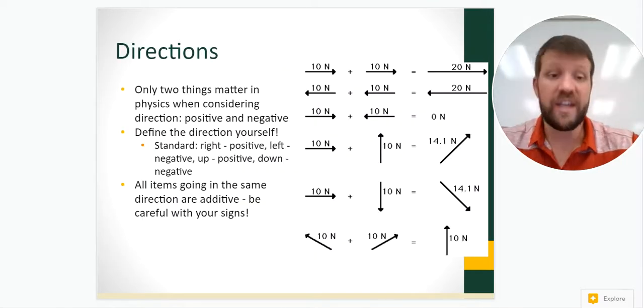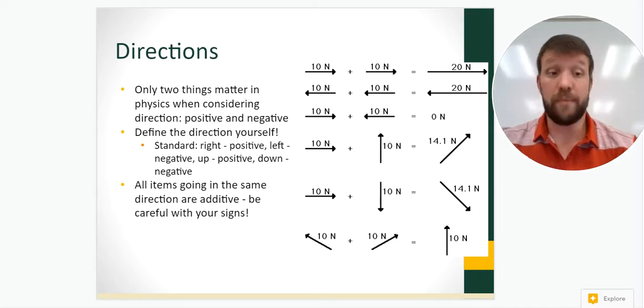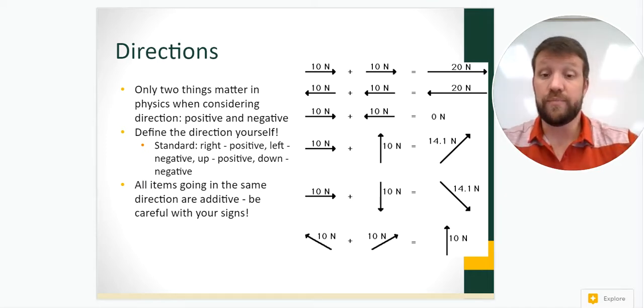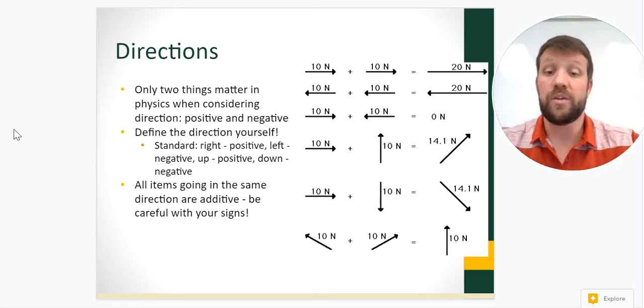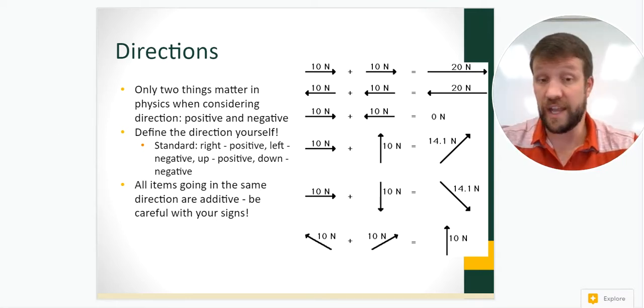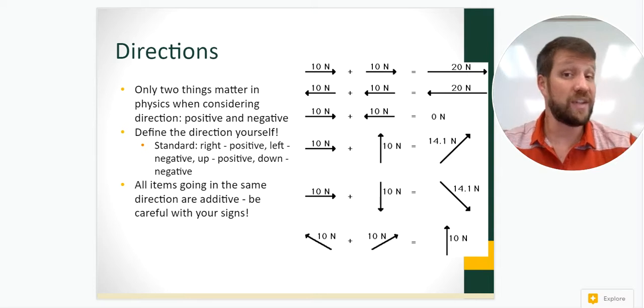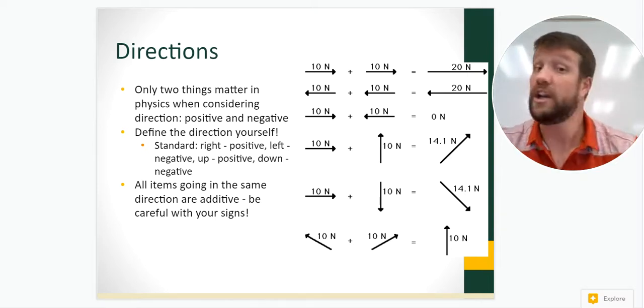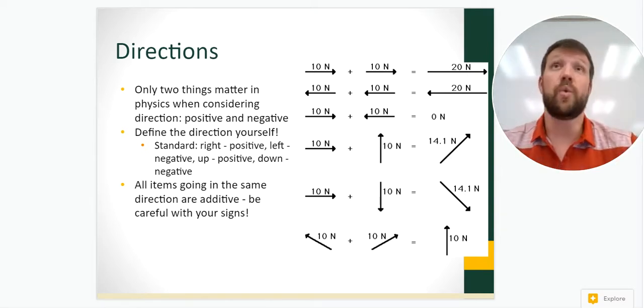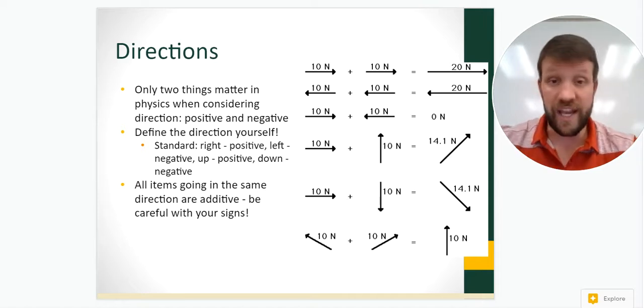Now, directions in physics are very, very important, okay? So only two things matter when we consider direction, positive and negative. And that's really important also because positive and negative in physics also then just mean direction, okay? So we don't really worry about the positives and negatives so much as the direction that they're associated with.